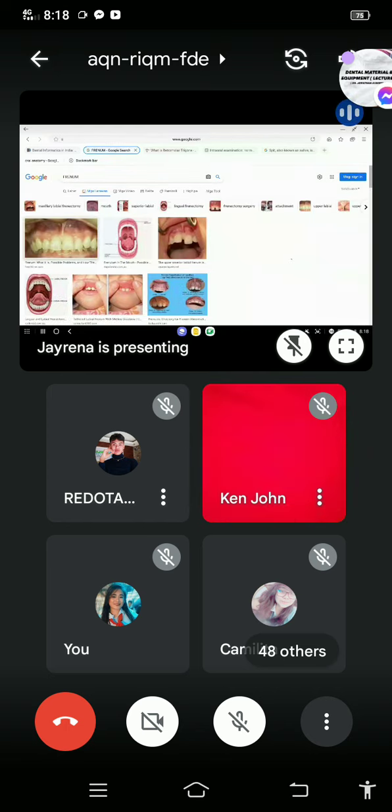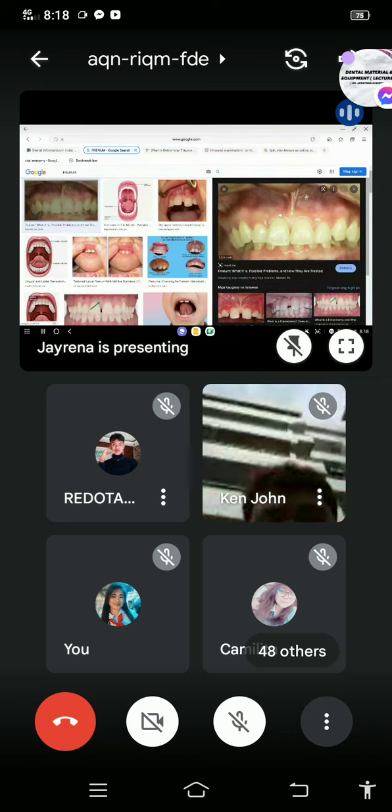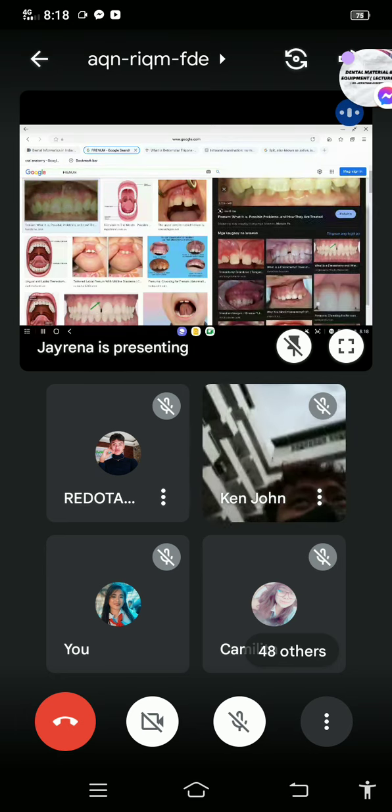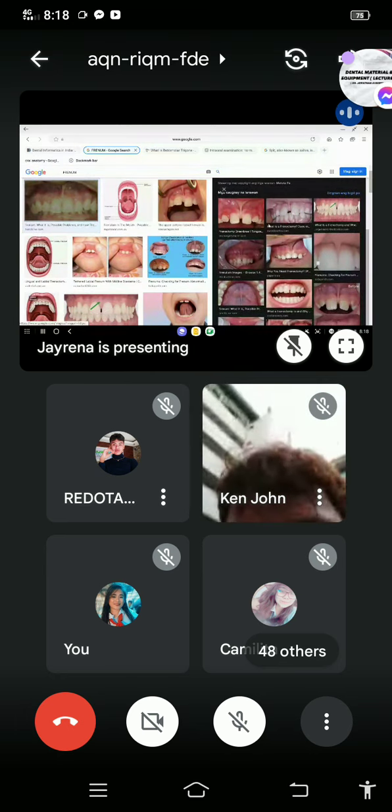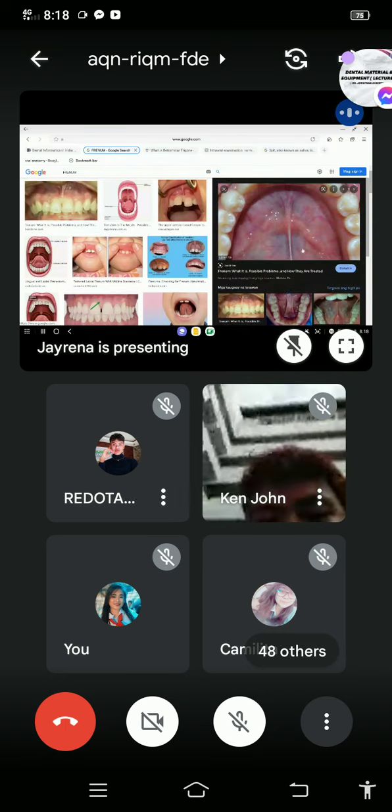And this is an example of frenum. Ayan, yan yung frenum. Okay? Naintindihan po? So, this is an example of frenum. Sa tongue naman, may frenum din.